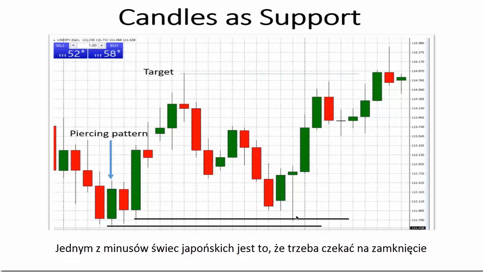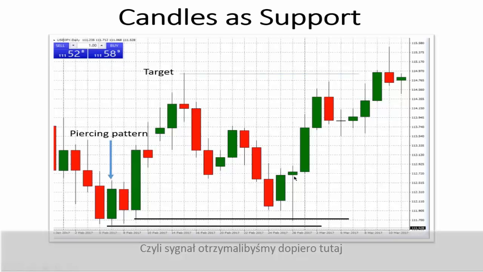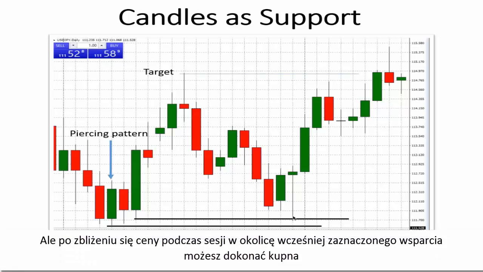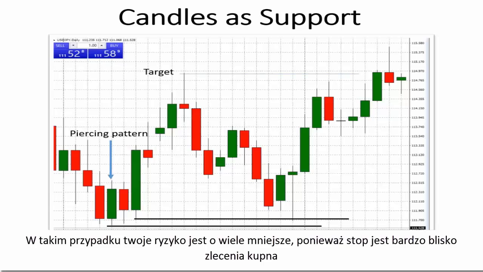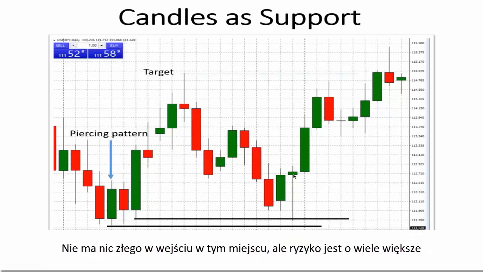A lot of nuances, I don't have time to get through. But one of the downsides of candlesticks is that you have to wait for a close, so by the time you got the signal, it would be over here. But one of the things you can do, during the session here, this is a daily chart, if the market gets anywhere near here, you could be buying it here and have a protective stop here. So you have less risk because you're buying it here and your stop is here. Nothing wrong with buying it here, but now your risk is all the way down here.